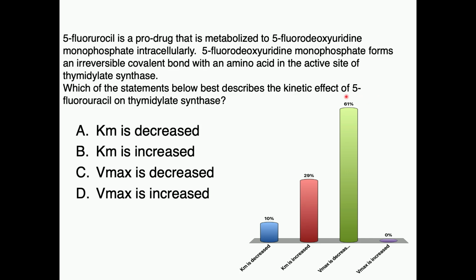Ooh. Best answer here is Vmax is decreased. So this can't be a competitive inhibitor because the drug is making a covalent bond at the active site. You can't just dump on more of the deoxyuridine monophosphate and outcompete it because it's covalently bonded there. So the kinetics of a suicide inhibitor are similar to the kinetics of a non-competitive inhibitor, with a decrease in Vmax. Questions on that one?